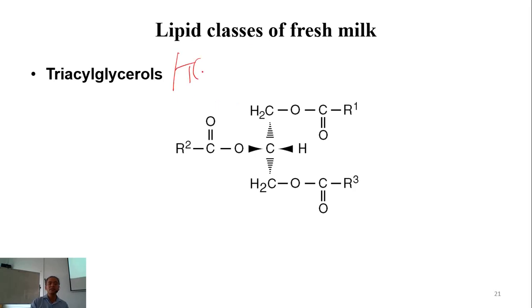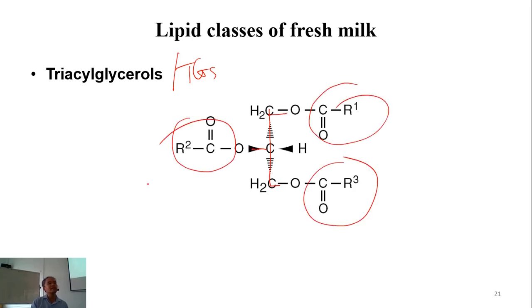Triacylglycerols or triglyceride. The basic structure is one glycerol and three fatty acids. They can draw this to this side or draw it to this side, no problem. It's just an illustration. I have an exam question here. Triglyceride is formed by glycerol and fatty acids. You have to put there one glycerol and three fatty acids, for example. Very simple.